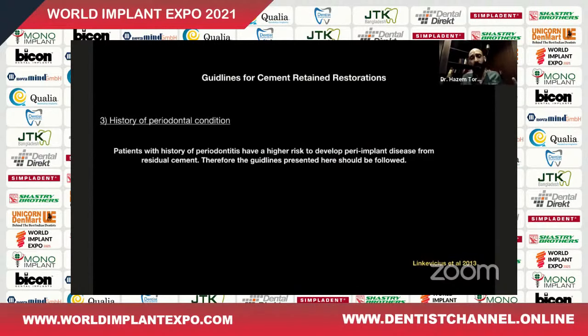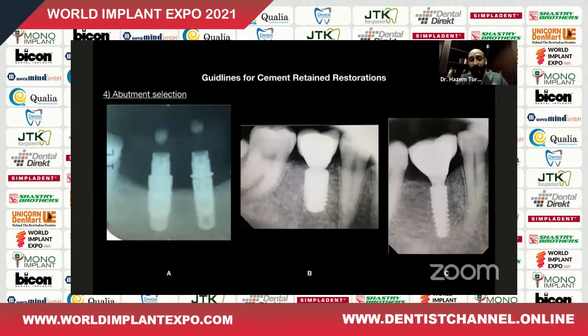And the history of periodontal condition of the patient. Of course, patients with a history of periodontitis are more susceptible to problems that can arise from excess cement. Now, the abutment selection. Implants with no platform switching, implants with minimal gingival height of abutments, like in the first image, you can see that the area where the cement could be is in close proximity to the implant shoulder. So of course, any excess cement here will cause severe bone loss and will definitely cause crestal bone loss. And who knows, it could lead to implant failure.